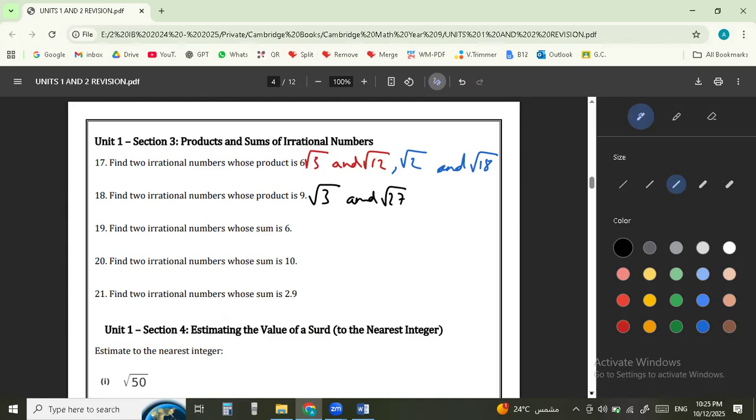Sum is 6. Two irrational numbers with a sum of 6. So it is 6 plus any third. Let's say root of 2. That's one number. What about the other number? Negative root of 2.